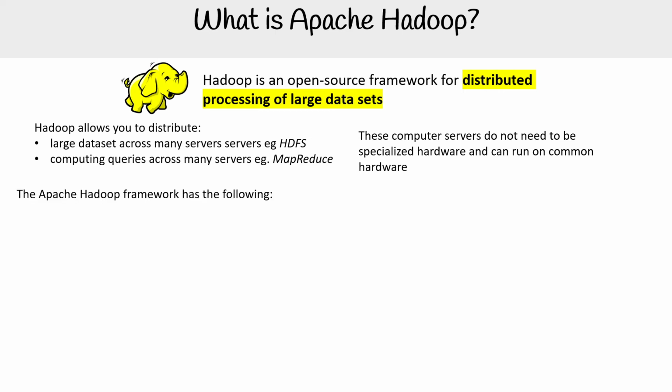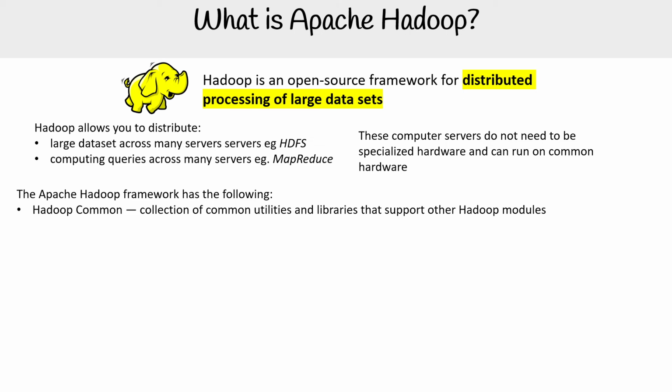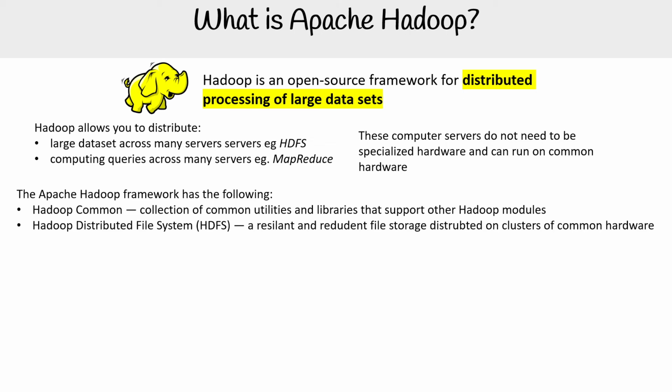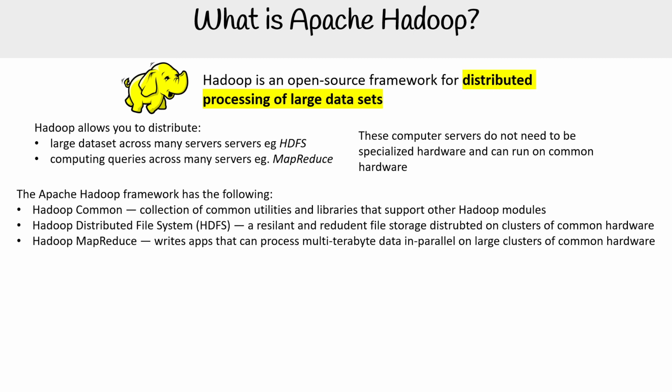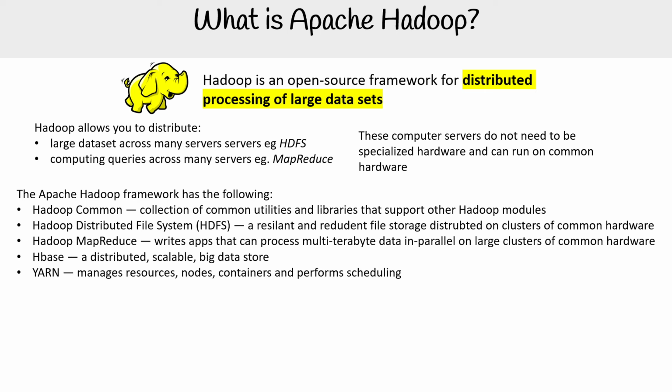So Apache Hadoop framework has the following. Hadoop Common, collections of common utilities and libraries that support other Hadoop modules. Hadoop Distributed File System, a resilient and redundant file storage distributed on clusters of common hardware. Hadoop MapReduce writes apps that can process multi-terabyte data in parallel on large clusters of common hardware. HBase, a distributed scalable big data store. YARN, manage resources, nodes, containers, and perform scheduling.